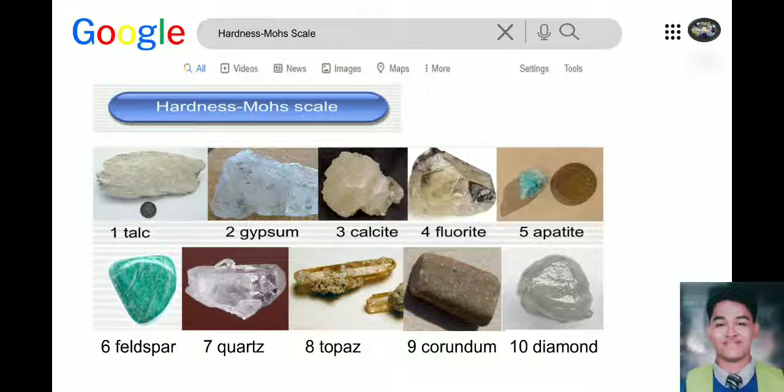As we can see here in the slide, the number 1 is the talc, which means that it is the softest mineral, while the number 10 is the diamond, which we consider the hardest mineral. In the number 1, which is the talc, it is still possible to scratch, while the diamond is impossible to do so.